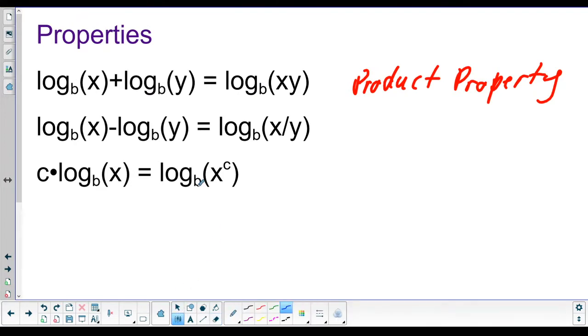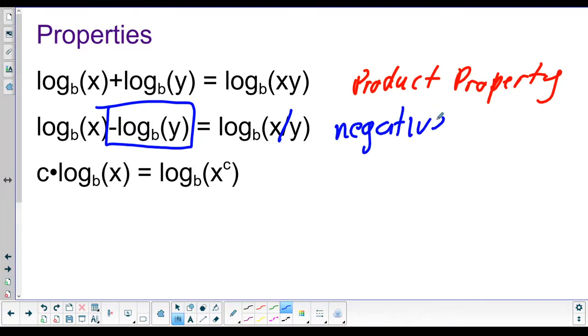Now, because we have an adding property, we're going to have a subtracting property, and because subtracting is the opposite of adding, we're going to do the opposite of multiplying. We're going to divide. So if you have log base b of x minus log base b of y, you can turn that into log base b of x divided by y.